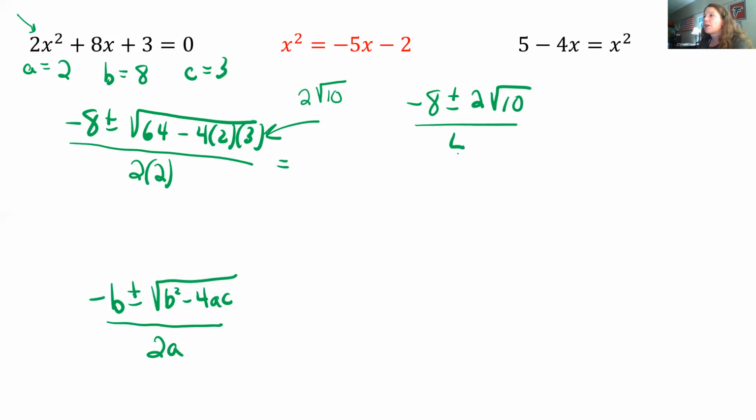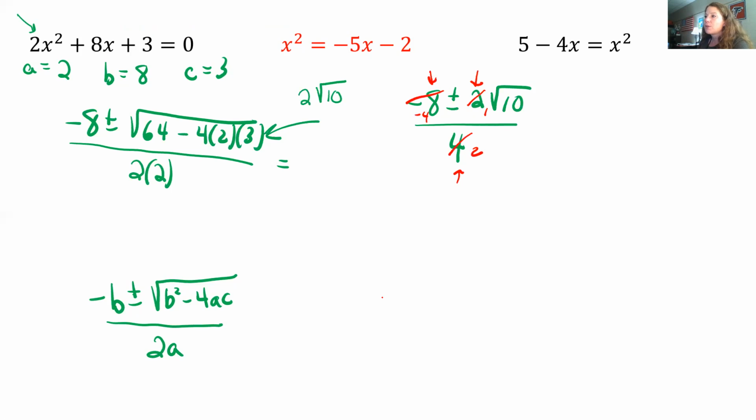over 4. Now, I am looking at my 3 numbers that are not under the radical. I'm looking at 8, 2, and 4. Can I divide all 3 of those numbers by the same number? I can divide them all by 2. So that's what I'm dividing all of them by. 4 divided by 2 is 2. 2 divided by 2 is 1. And negative 8 divided by 2 is negative 4.